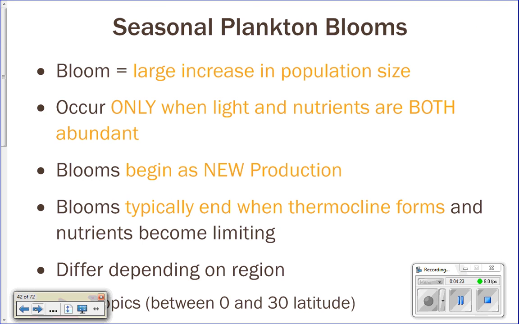So a bloom, okay, is a large increase in the phytoplankton population. It will only occur when the thermocline is absent. Okay? And that means that you'll have lots of nutrients and lots of sunlight. So as long as you have lots of both of the limiting factors, you can have a bloom of phytoplankton. Blooms always begin as new production, and then they typically drop off once you have the thermocline forming and trapping the nutrients in the deep sea again.